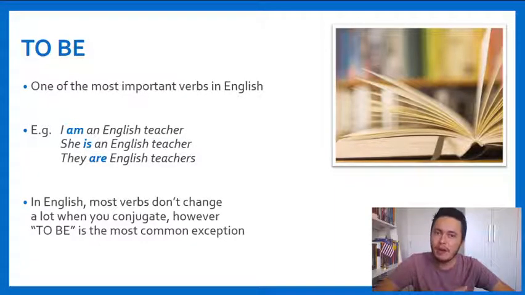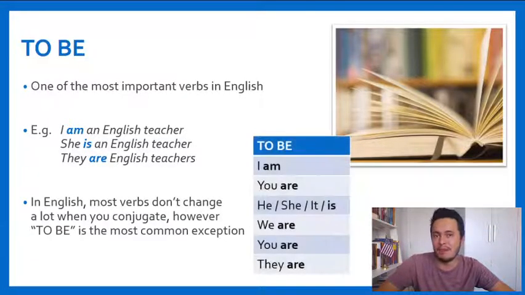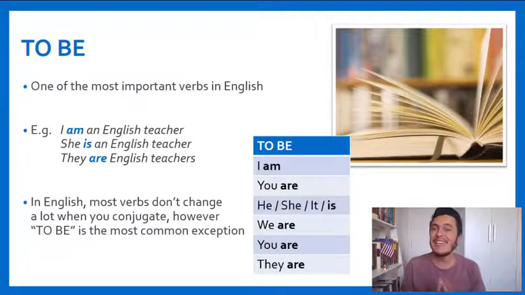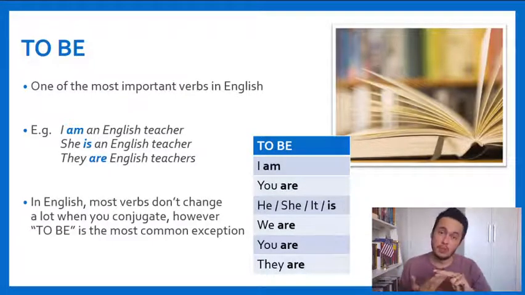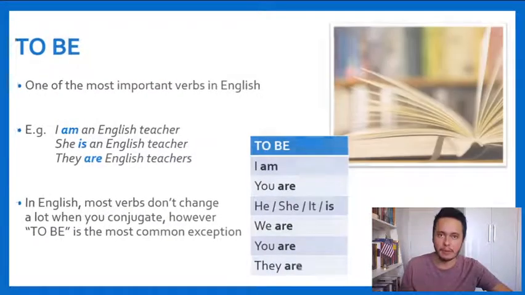But in order to understand better, you need to memorize the three forms of verb to be, which is am, is, and are. And in this table right here, you can see when you use am, is, or are. Okay, so this is the first thing you need to do. Memorize these three forms and when to use it. All right, let's take a look at other examples.